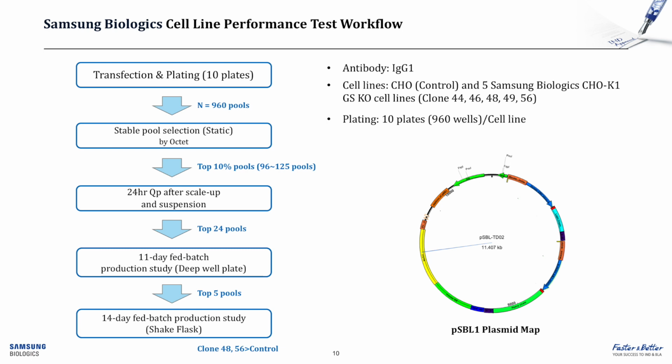Again, what I want to point out here is there was no vector development at this stage, so we're really just using a GS selection with the heavy and light chains driven by a mouse CMV. So no vector development had been done at this point, and we'll talk a little bit about some of the improvements we've made to that later on in the webinar.